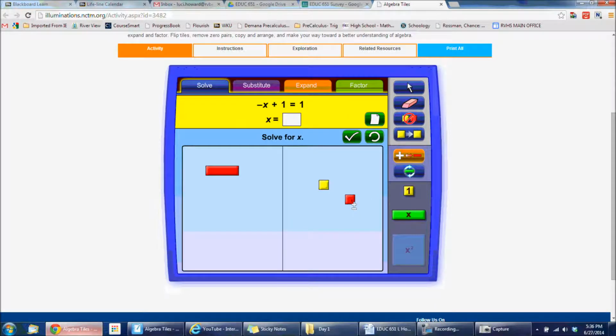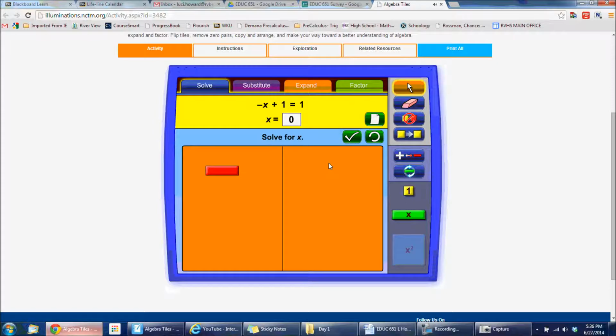So now I have a positive and a negative. Well, a positive and a negative cancel each other out. So I can use the button up there, just like I just did, to cancel out a positive and a negative. Now, so it equals 0, you can see here.